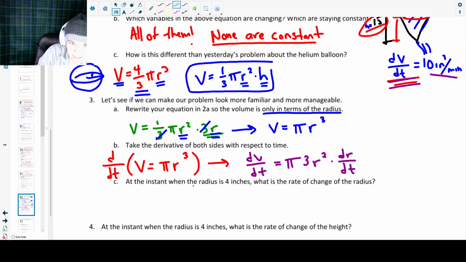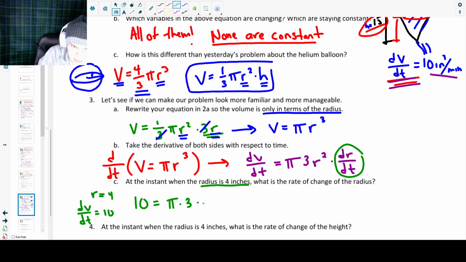Part C. At the instant when the radius is 4 inches, so we have r equals 4, what is the rate of change of the radius? Okay, so we are going to be looking for dr/dt in this formula. Fortunately, we know dV/dt. We know our radius. And that's all we need, right? All the other values in this formula are constants, so we should be able to now solve for dr/dt. So that's going to be 10 equals pi times 3 times 4 squared times dr/dt.